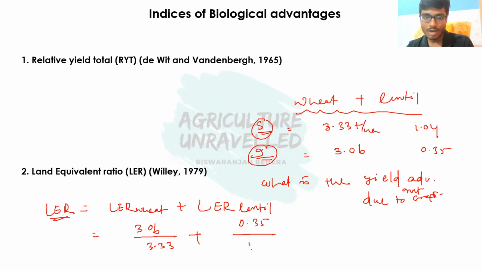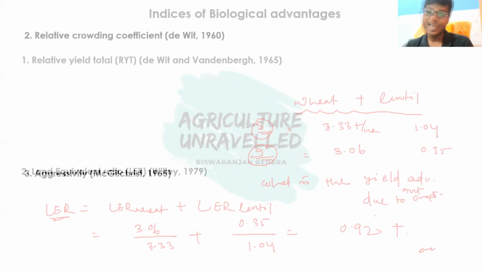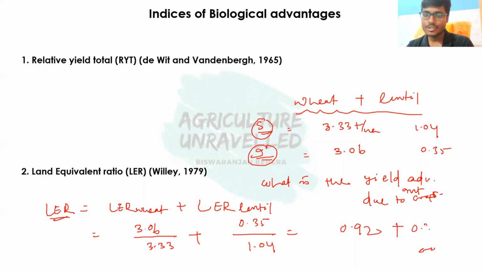0.35 divided by 1.04. Okay, so LER for wheat is 0.92 and LER for lentil is 0.34. We'll just add these, and the summation is the total LER. So total LER for the wheat plus lentil system is 1.26. So here the answer for LER is 1.26.